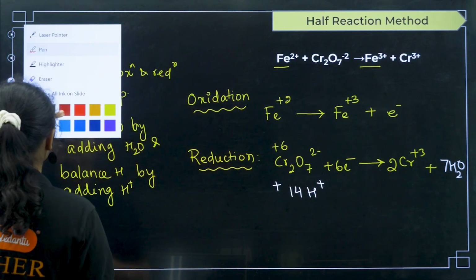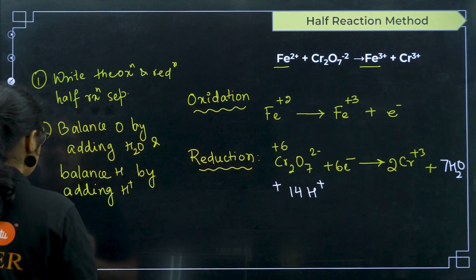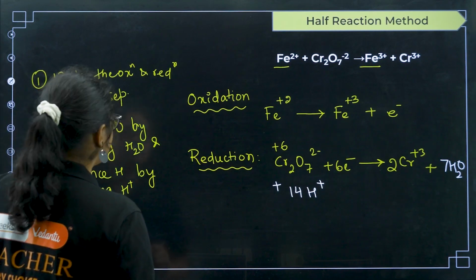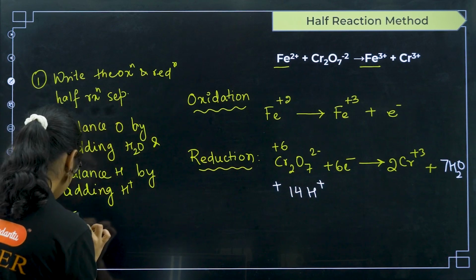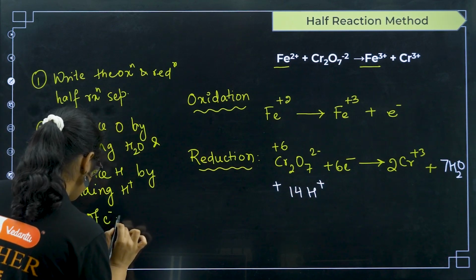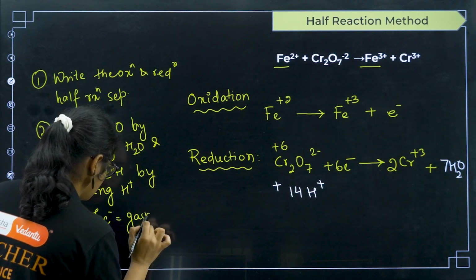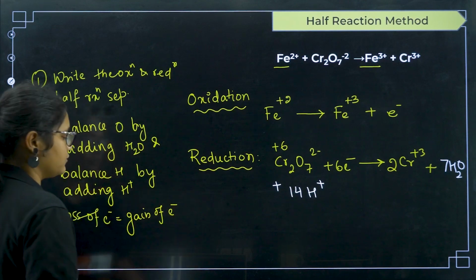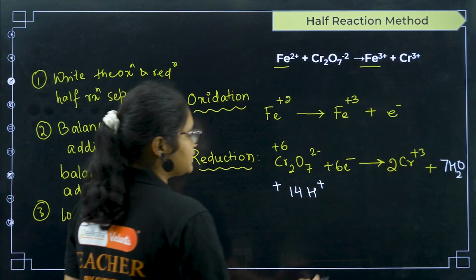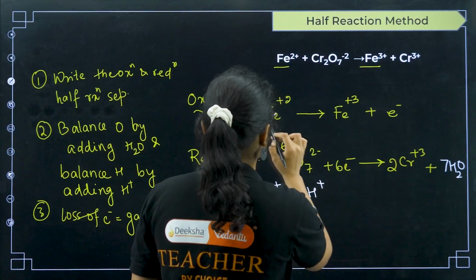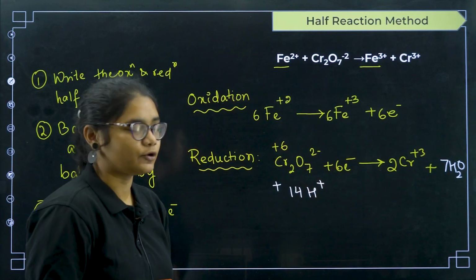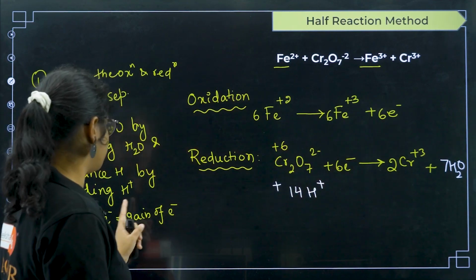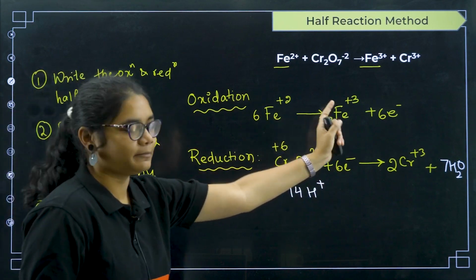Now next thing is what? Step number 3 is you have to check what? That the loss of electron should be equal to gain of electron. Okay, so now you see here we have loss of 6 electrons, so here we should multiply with 6 to make it gain of 6 electrons. Loss of electron should be equal to gain of electrons, so I multiplied 6.